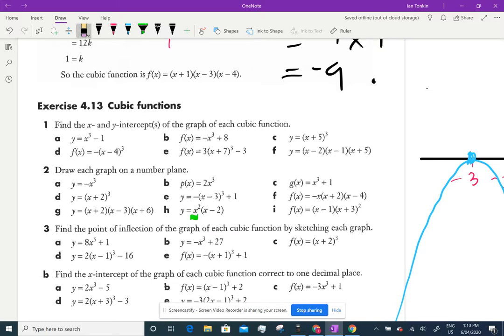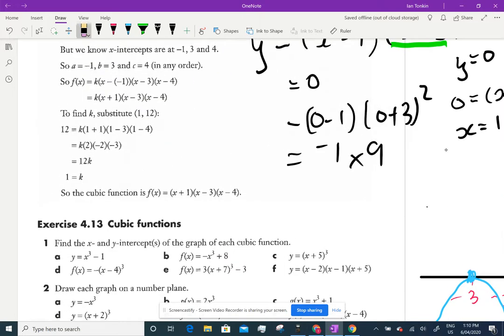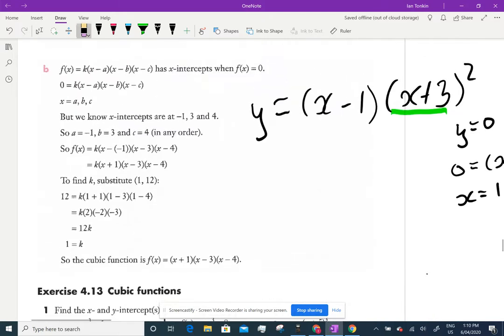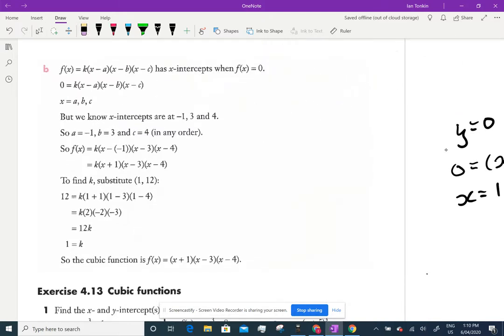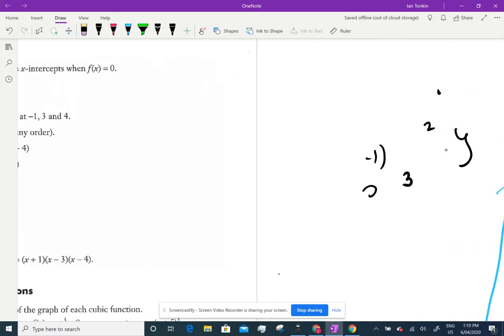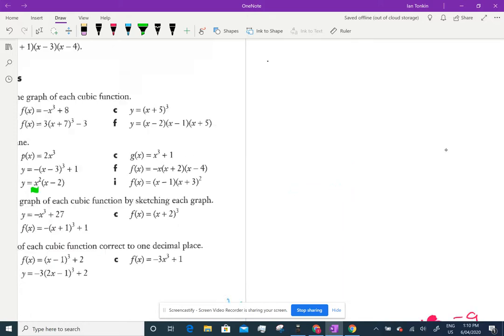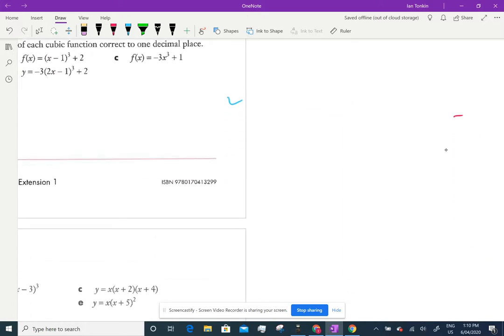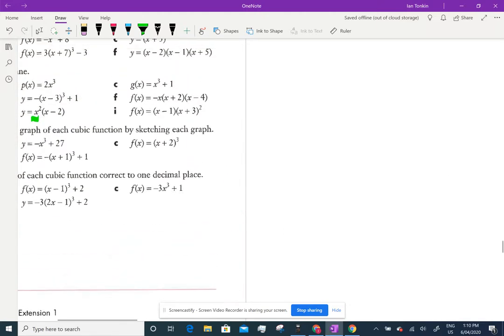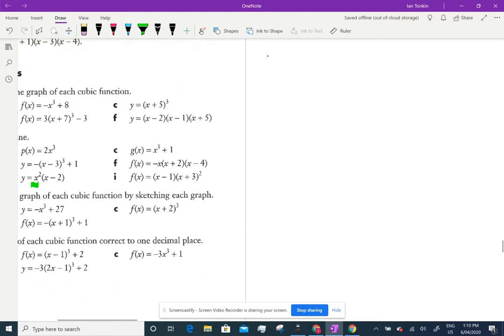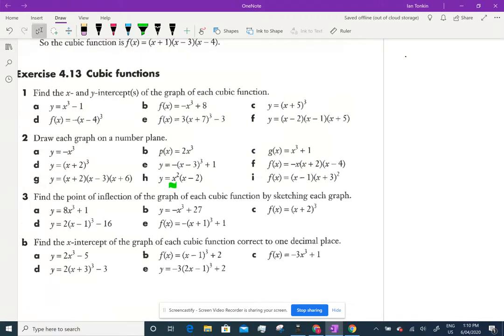Let's have a look at question 3. Now with these, this is going to be hard. Now remember what happens to the curve when we put something with the x, and what happens to the curve when we put something with the y. So if we put it with the x, it moves it left or right. If we put something with the y, it moves it up or down. So here we go. Come back here. Find the point of inflection.